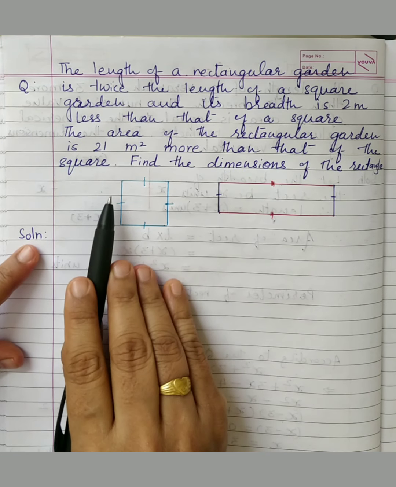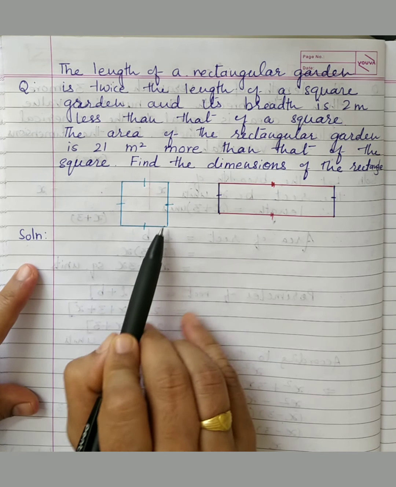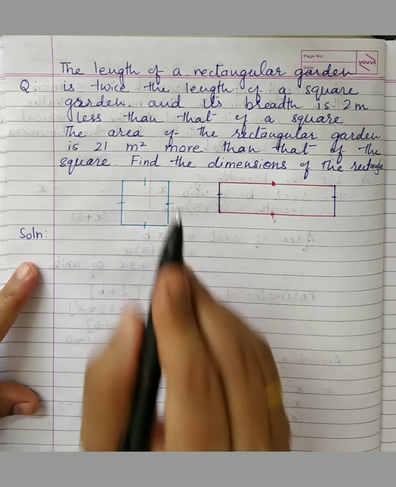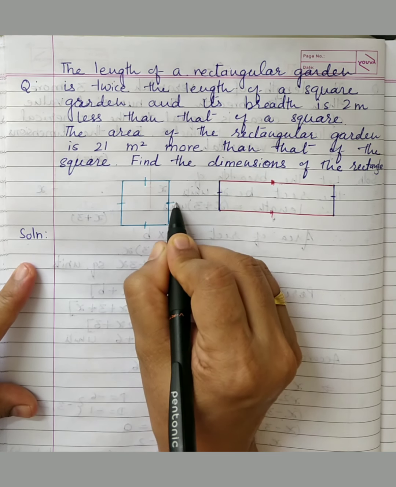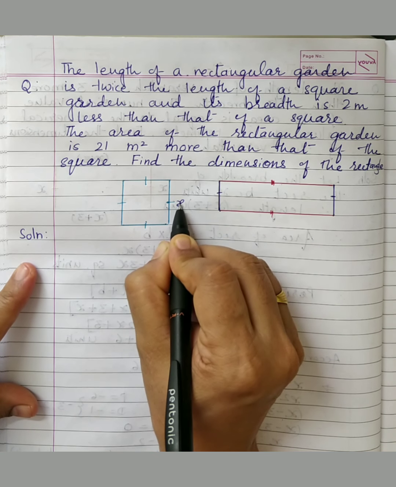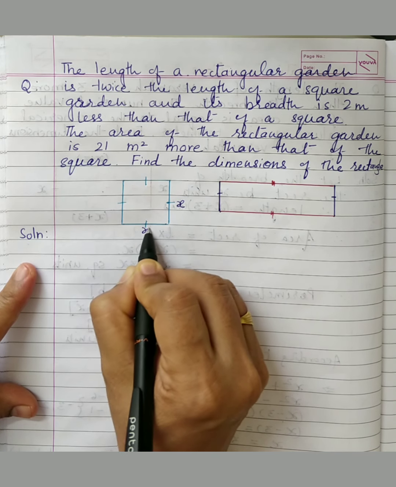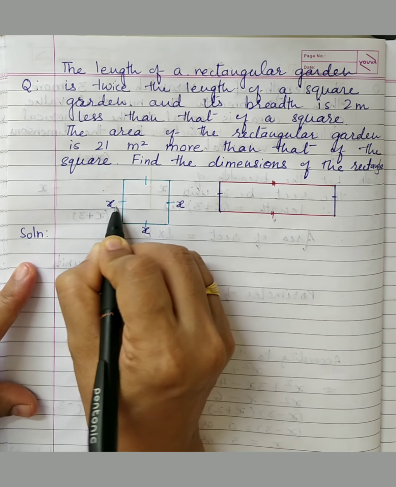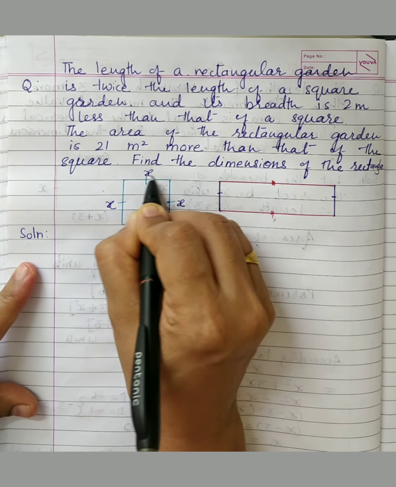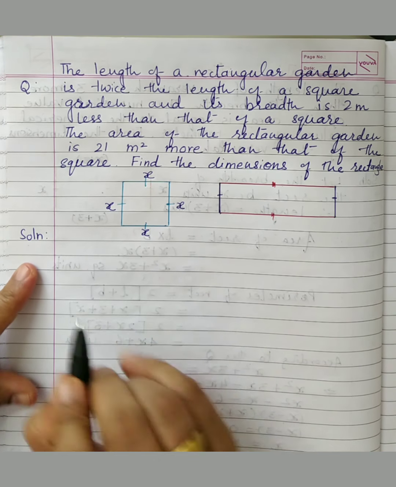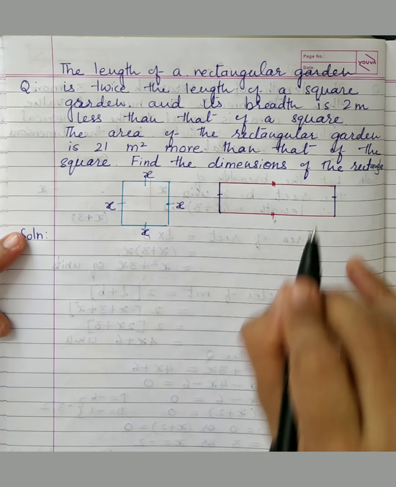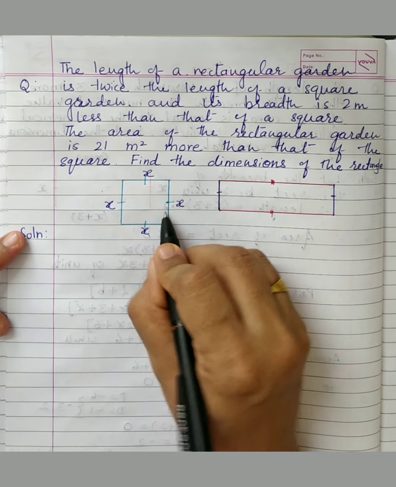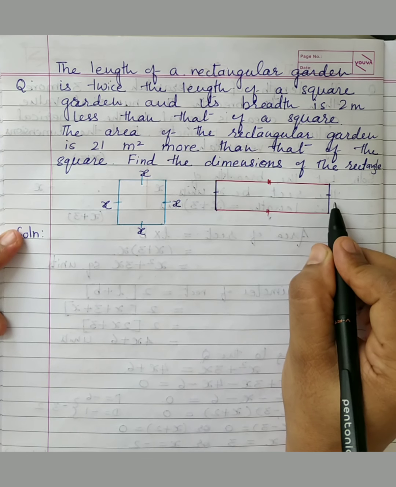Square means a quadrilateral having all sides and all angles equal. So let me assume, let each side of the square be x. Length and breadth of a square are equal. That is what you need to understand. Then in terms of x, we can express the length and breadth of the rectangle.